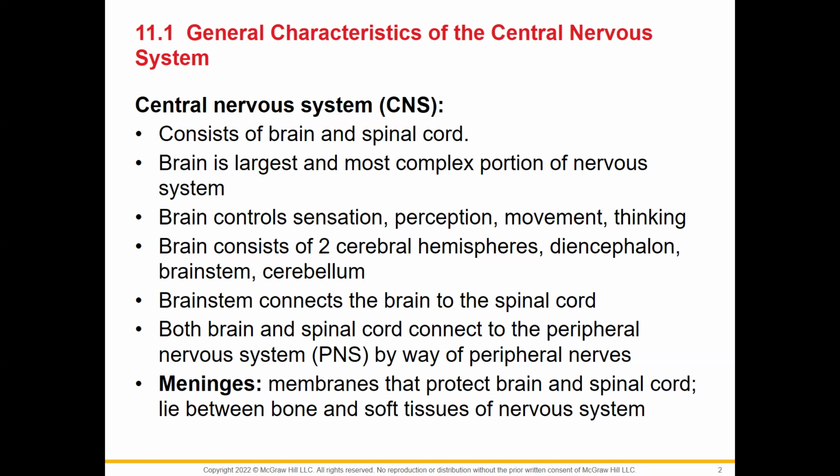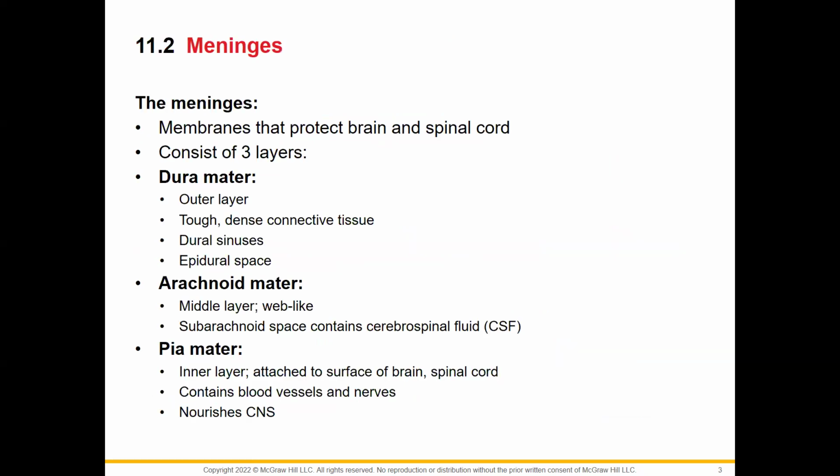The meninges, you may have heard of the term meningitis. A lot of college students or people are afraid that college students will develop meningitis, that is inflammation of these meninges. So the meninges, again, this is a membrane that protects and covers the brain and the spinal cord. There are three different layers of meninges. You have the dura mater, the arachnoid mater, and the pia mater.